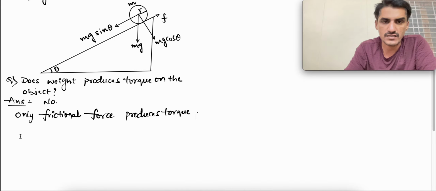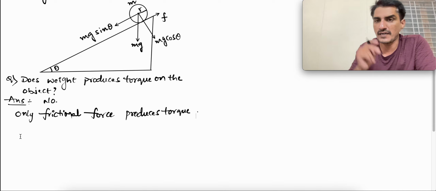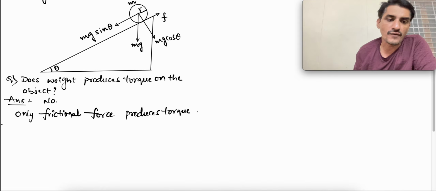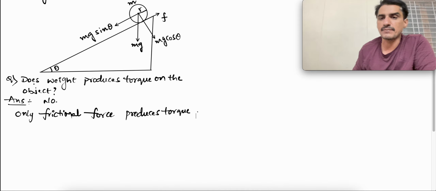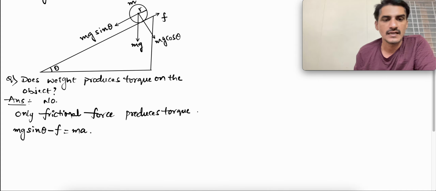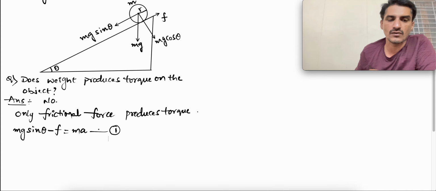Now let us discuss: when the object is rolling down, it will have two different accelerations. One is the acceleration of center of mass, because it is in translatory motion. Because of translatory motion, it gains a certain acceleration, which we call the acceleration of center of mass. How to find that? Quite simple. Net force equals mass into acceleration. The net force is mg sin theta minus F is equal to m a, where a is the acceleration of center of mass. Consider this equation as 1.